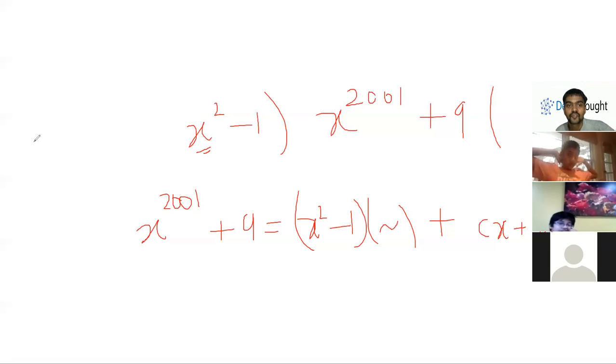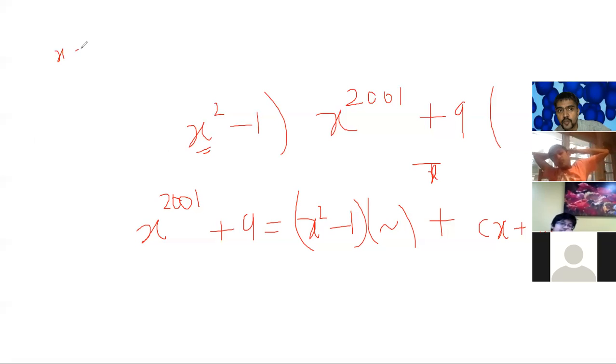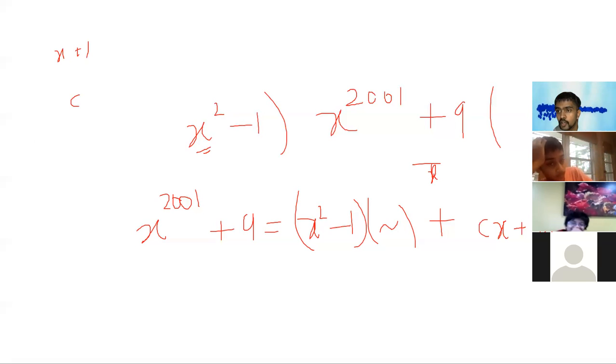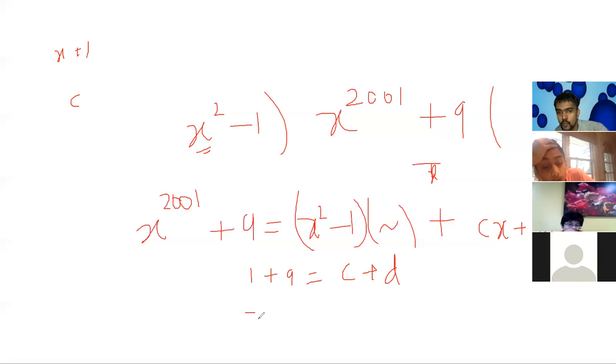Oh, so the power. I don't get it. When you divide, you can be left with an x. No. When you divide with x plus 1, you're only left with a constant. But when you divide with x square plus 1, you're left with an x, right? So first I substitute 1. I get 1 plus 9 is equal to c plus d. Then I substitute minus 1. I got minus 1 plus 9 is equal to minus c plus d.